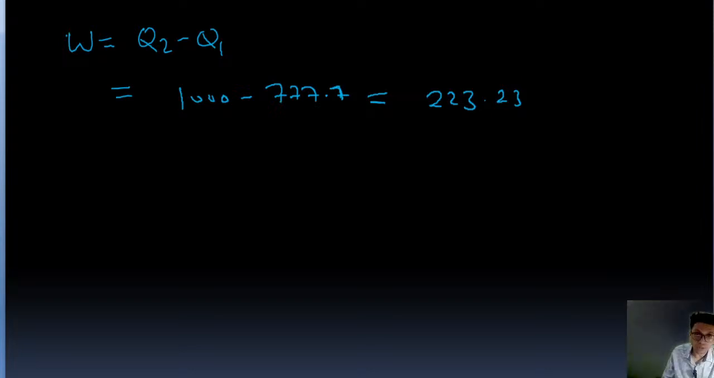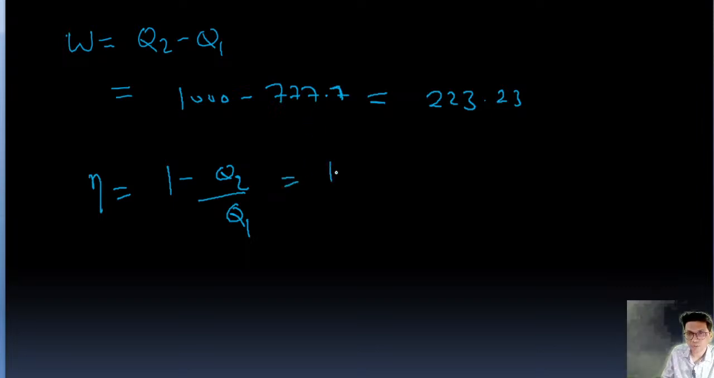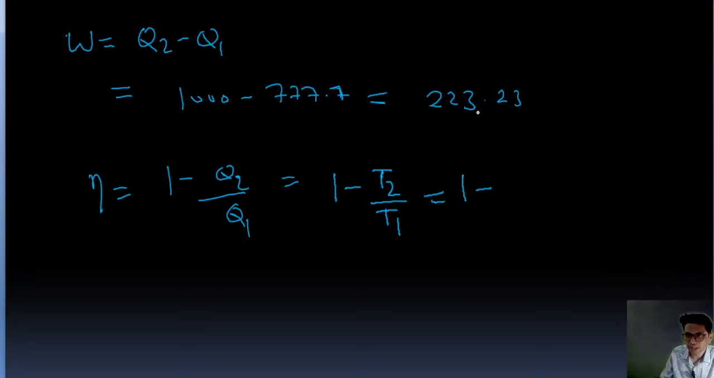And if efficiency is asked in the question, then efficiency we know is equal to 1 minus Q1 upon Q2, or we can write 1 minus T2 upon T1, right? Because Q2 upon Q1 is equal to T2 upon T1 in Carnot cycle.